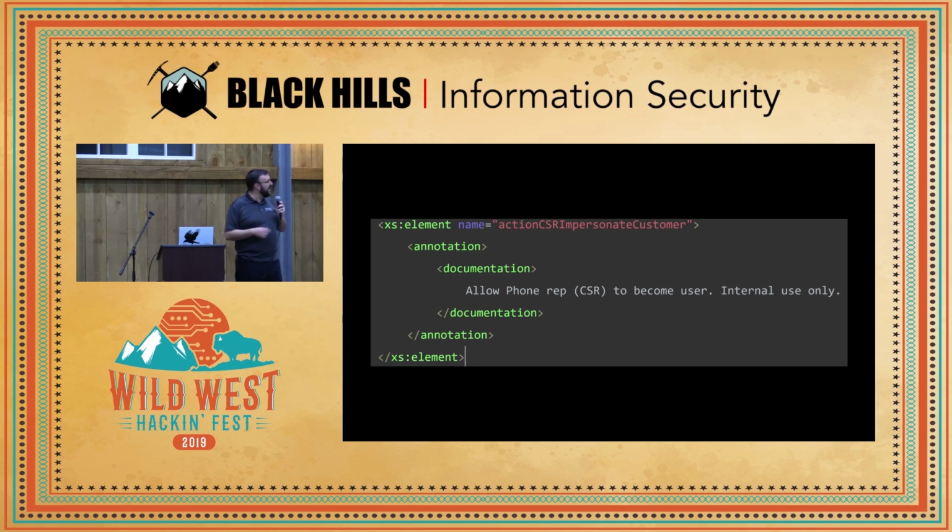This is something expected. Now, note the little juicy morsel I put there in the documentation: allow the phone rep to become a user. Internal use only. You put that on the public web application, and the best thing you would do is just tuck this in the full WSDL file for this particular web service. Anyone who starts using this action, you know they're up to no good. That should never, ever, ever trigger.